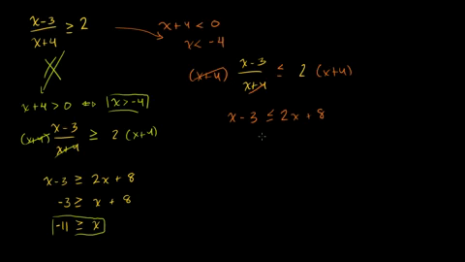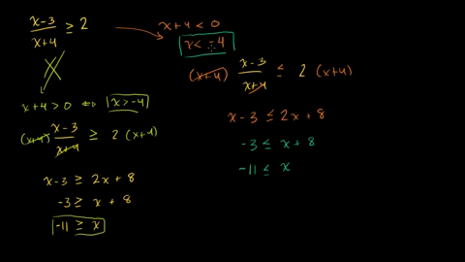And we do the same algebra. Let's subtract x from both sides. We get minus 3 is less than or equal to x plus 8. If we subtract 8 from both sides, we get minus 11 is less than or equal to x. So this is interesting. If we assume this is negative, we get x has to be less than minus 4.